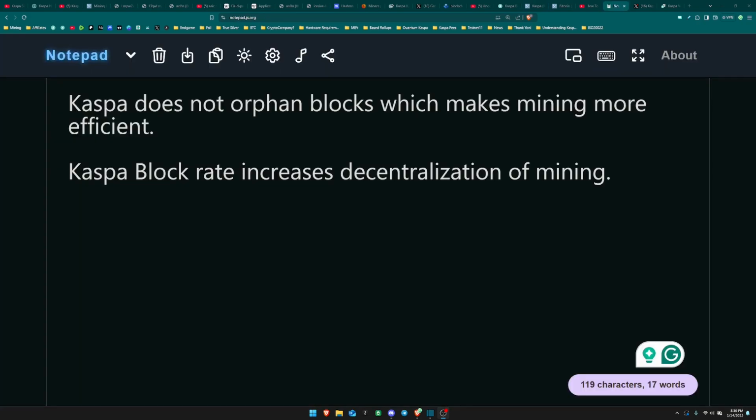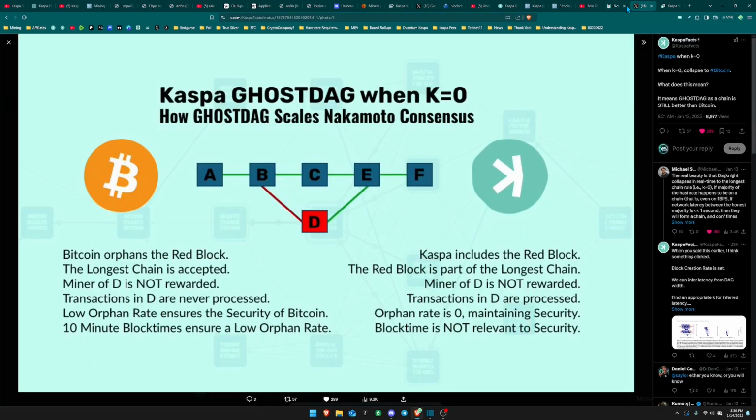Now, I want to cover two important things that Kaspa does a lot more efficiently in proof of work mining when comparing it to Bitcoin. So, the first one is that Kaspa does not orphan blocks, which makes mining much more efficient. The reason for this is because within Bitcoin, you have a block chain, and then in this blockchain, there is a chance for something to exist called an orphan block.